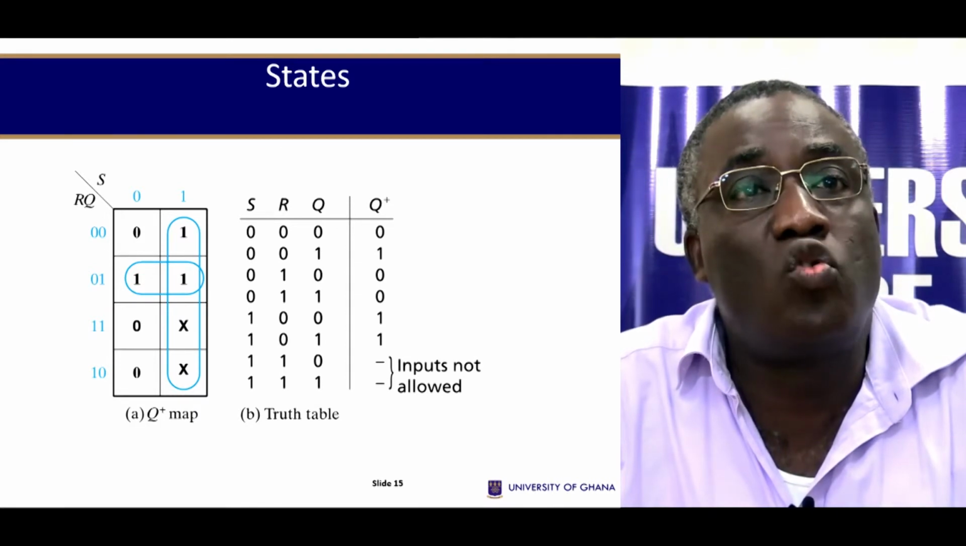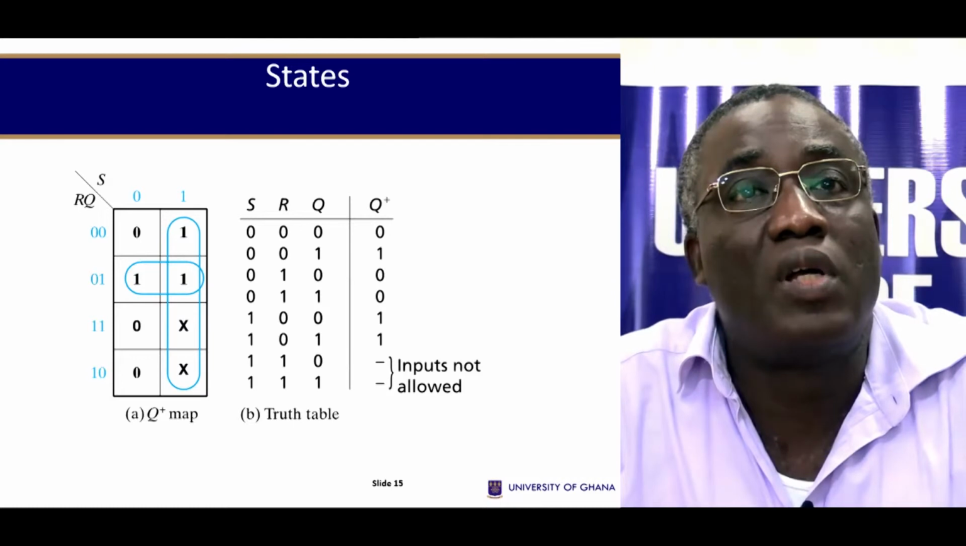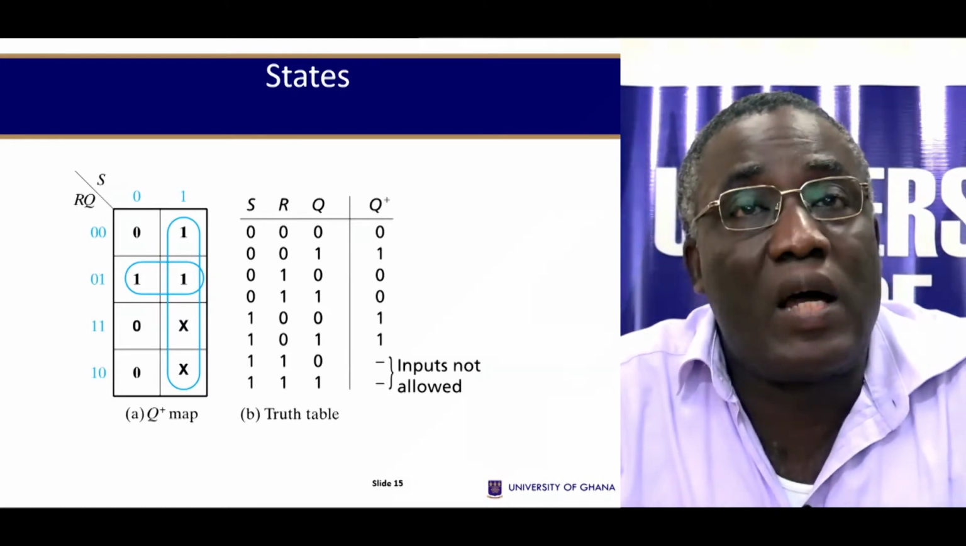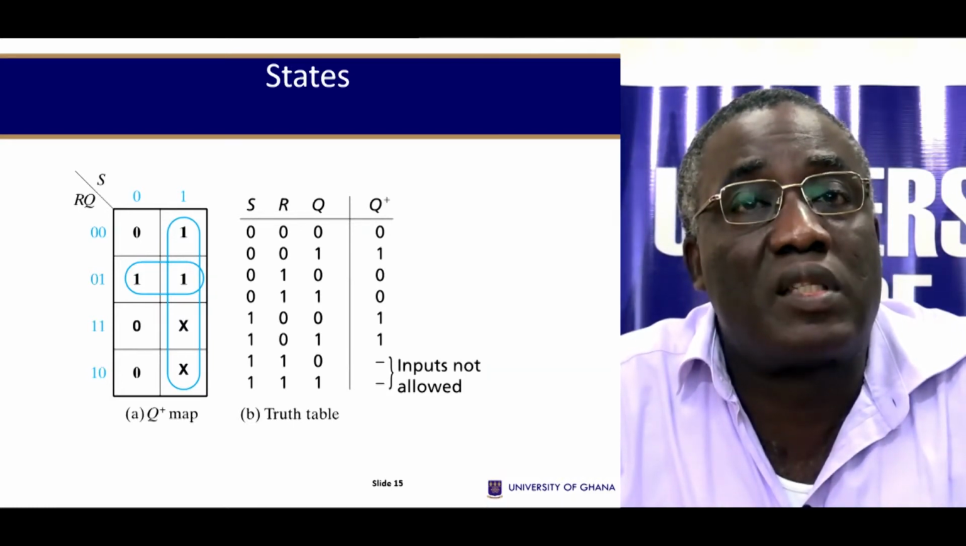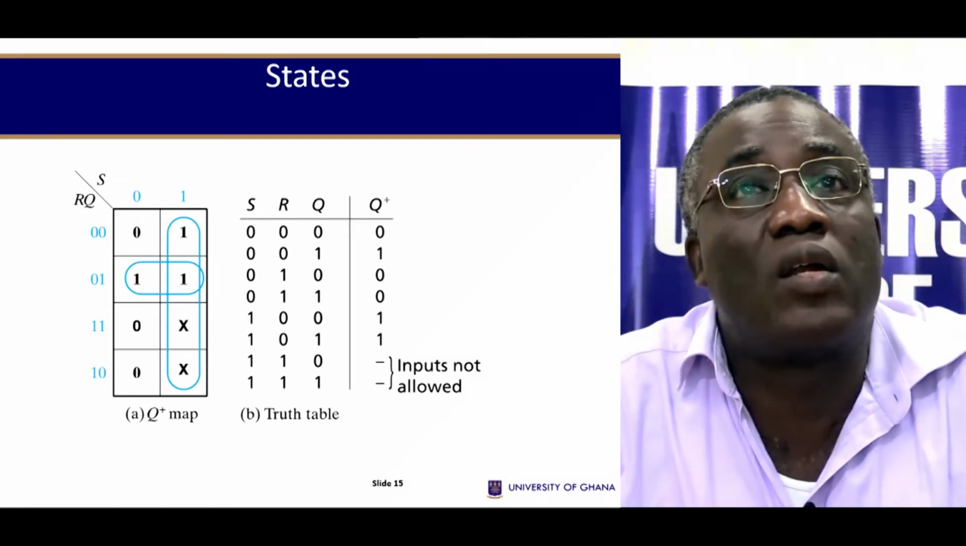Yeah, so this shows the next state map, and this is a truth table. Some inputs are not allowed, because once you have those states, you have an unstable situation. So those inputs are not allowed.